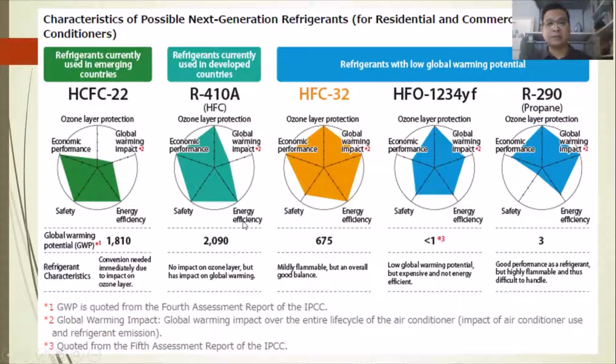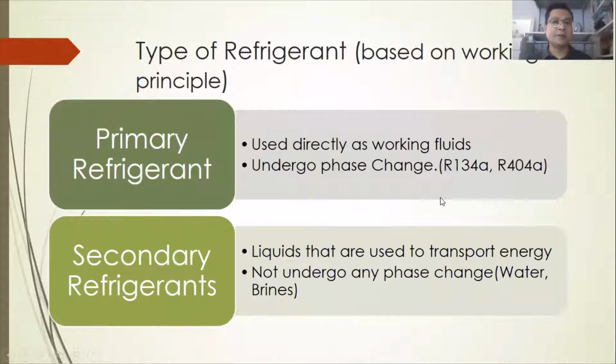Okay, in the ideal condition, almost ideal, what we need in the refrigerator is dominated by HFC-32. It's very good for us. Then we go to the types of refrigerant based on the working principle. We have two types: primary refrigerant and secondary refrigerant.